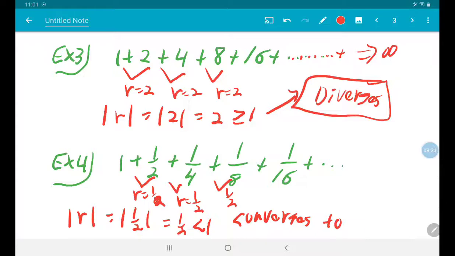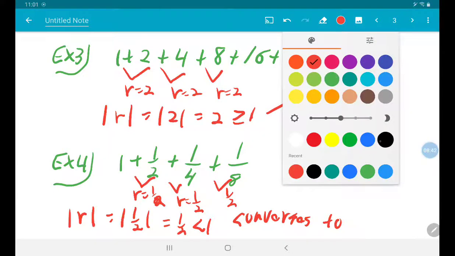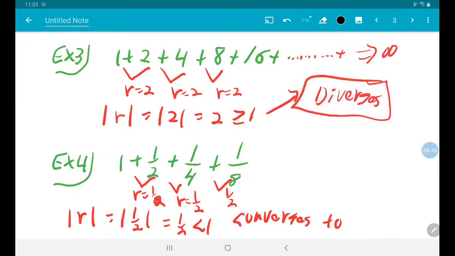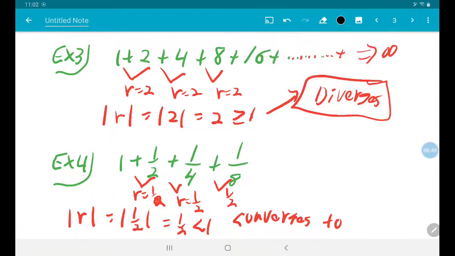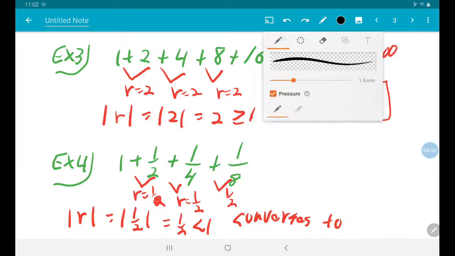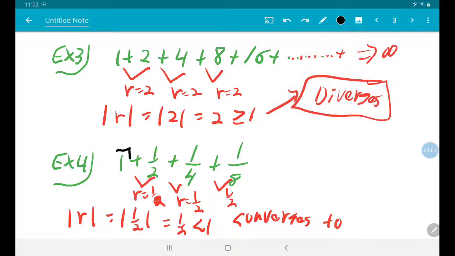to, and let me clear a little space here. Let me erase. It converges to a over 1 minus r. So my a, still erasing. Let's try that again. I'll get this figured out eventually. Okay. So a is my initial term 1.